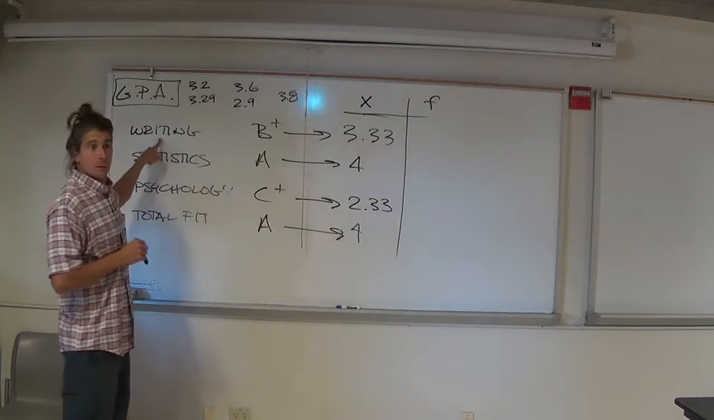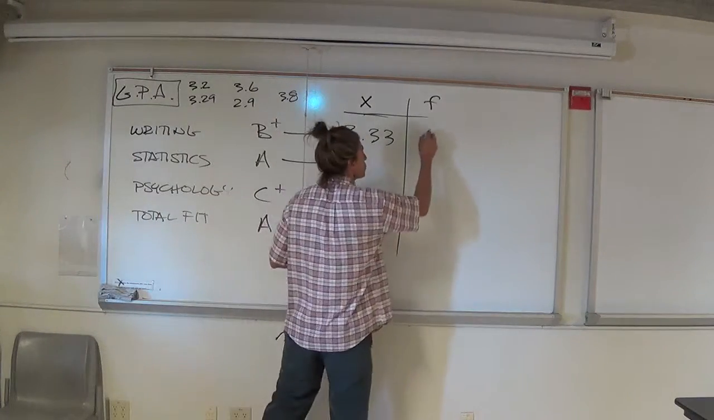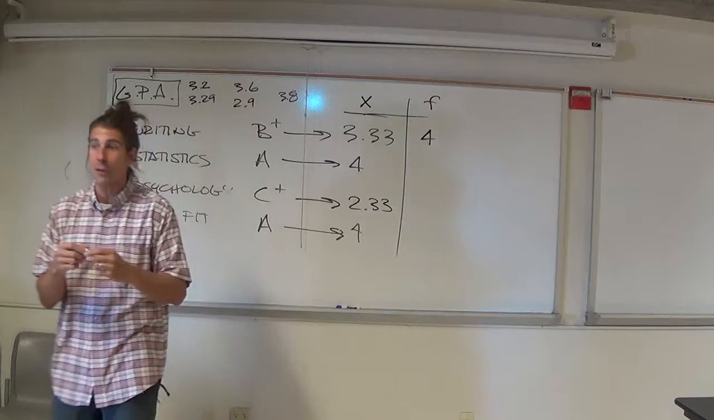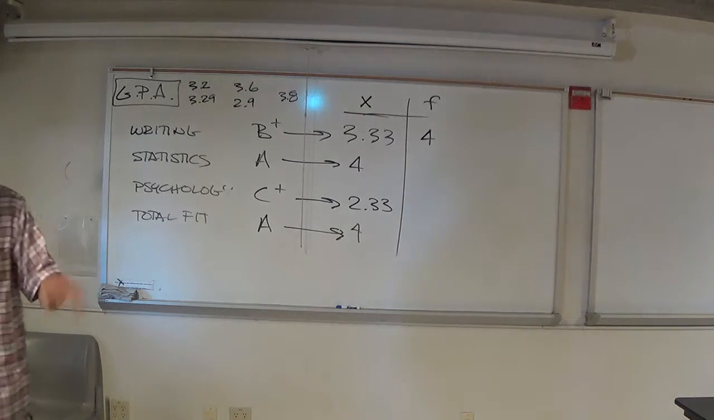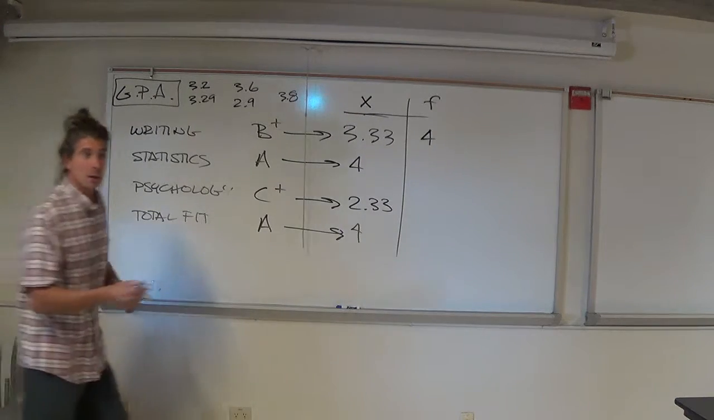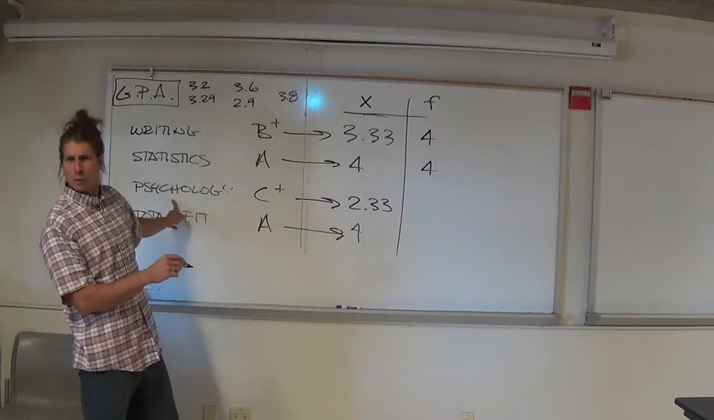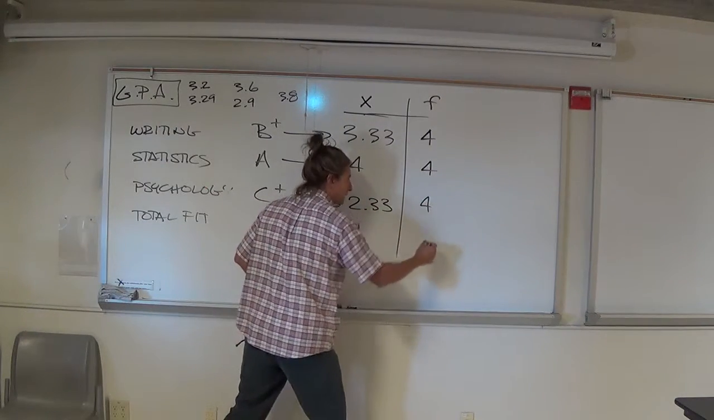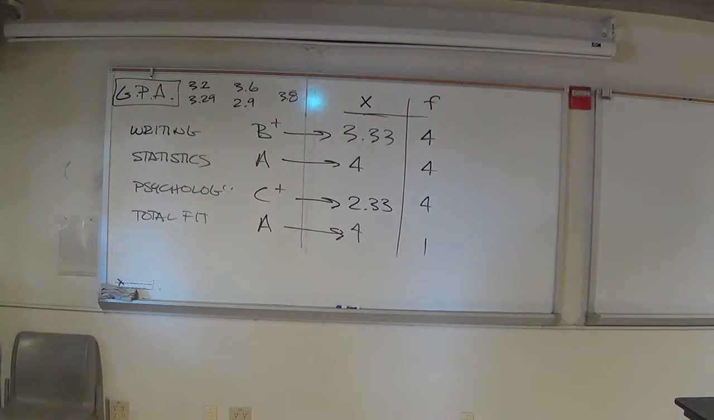So, writing. How much weight does writing have? 4. It counts as 4 credits. It used to be 3. Yeah, back in the day, there were 3 3-credit classes. Now it's 2 4 credits. I don't know how that's all panned out degree-wise, but somebody understands it. I don't. Statistics. 4 wonderful credits. Psychology. I think that's 4 as well, isn't it? And total fit. 1. The most intense 1 credit you'll ever experience. Wonderful class.